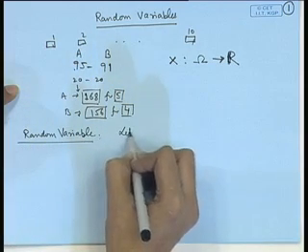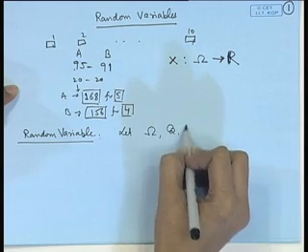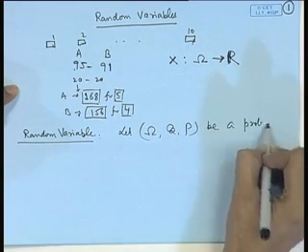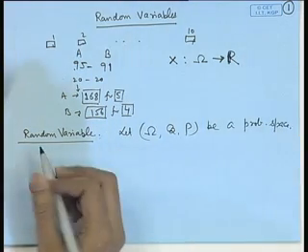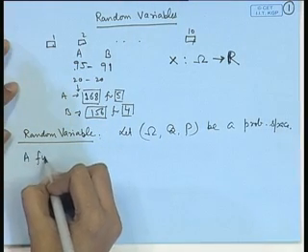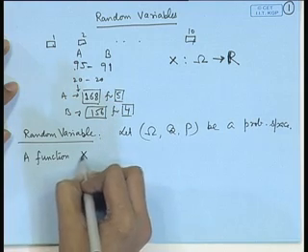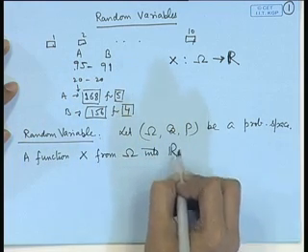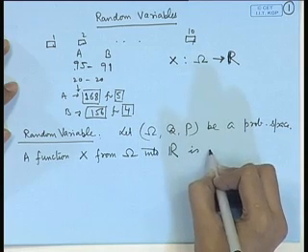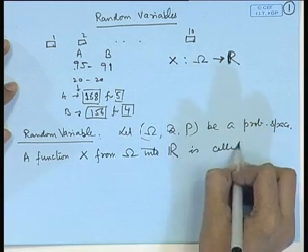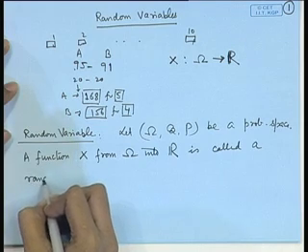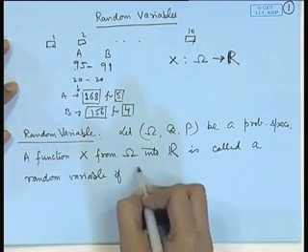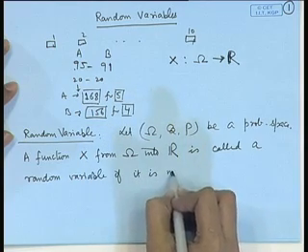Let omega, B, P be a probability space. A function X from omega into R, the real line, is called a random variable if it is measurable.